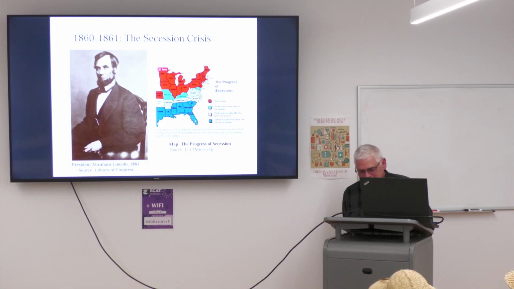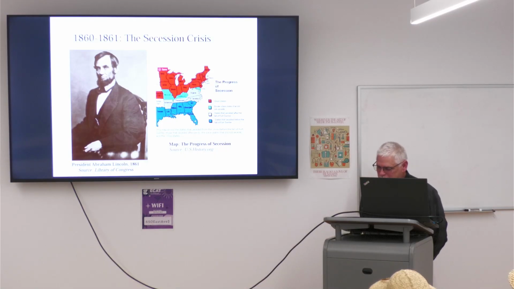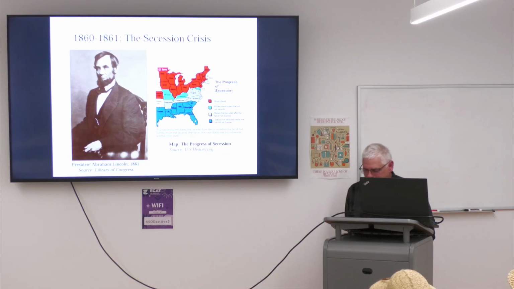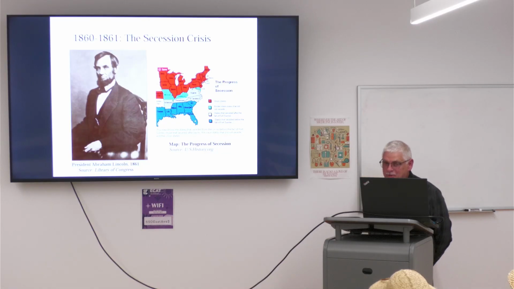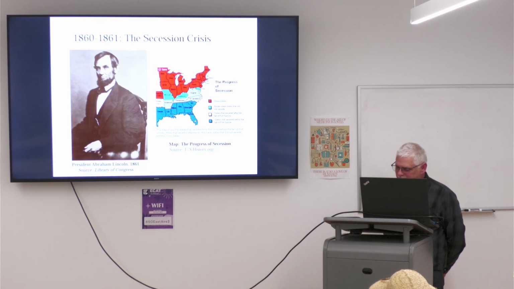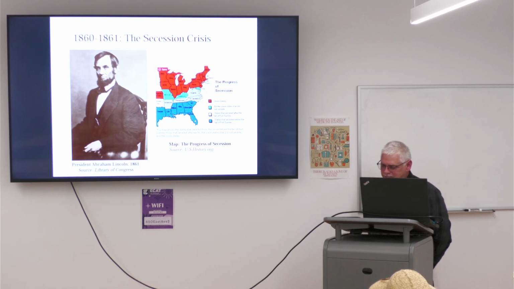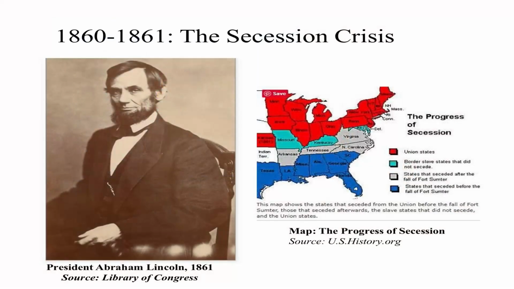So the 1860 presidential race is beyond the scope of this talk, but it's sufficient to say that the anti-slavery Republican Abraham Lincoln was elected president in November 1860, and immediately southern states began to secede. Between the time he was elected in November 1860 to his inauguration in February 1861, 7 states from the Deep South had seceded. The states in blue: South Carolina, Mississippi, Florida, Alabama, Georgia, Louisiana, and Texas.